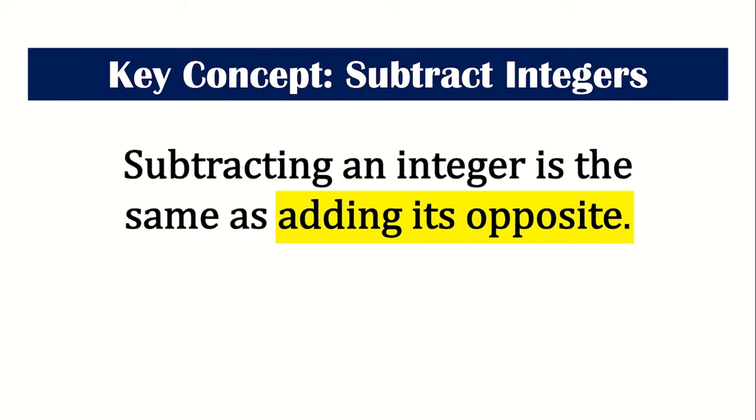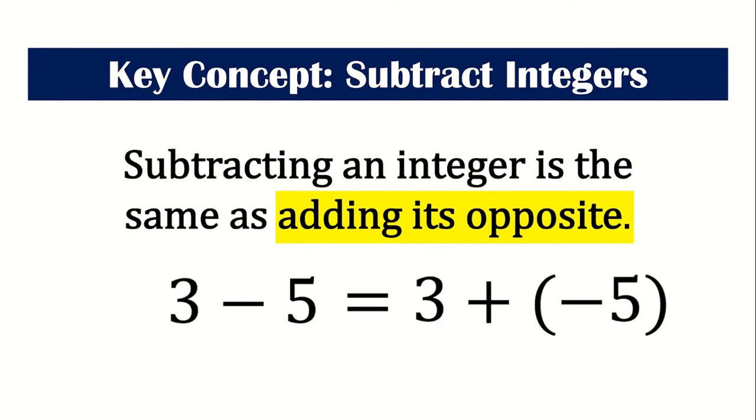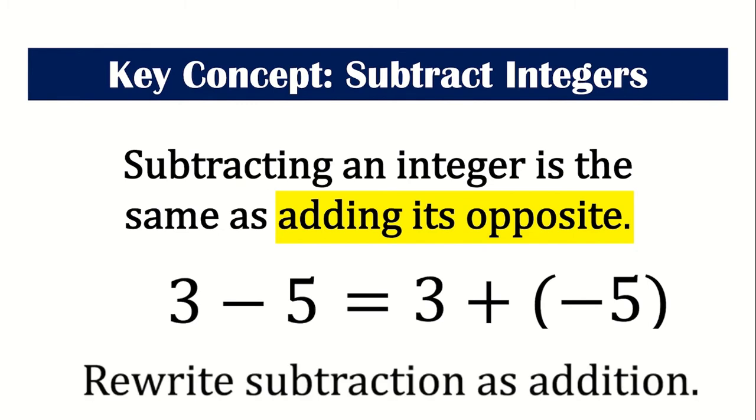So how will we do that? Always remember, subtracting an integer is the same as adding its opposite. So for example, if we have 3 minus 5, we can keep the 3, but we can change subtraction to addition, and then identify the opposite of the 5, which is negative 5. So I repeat, 3 minus 5 is the same as 3 plus negative 5.